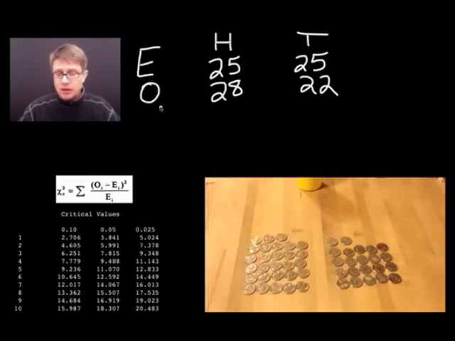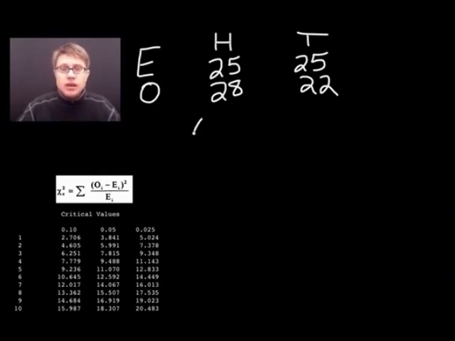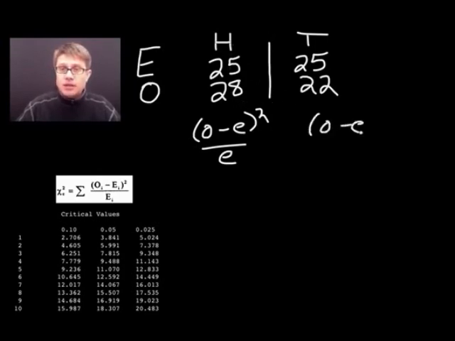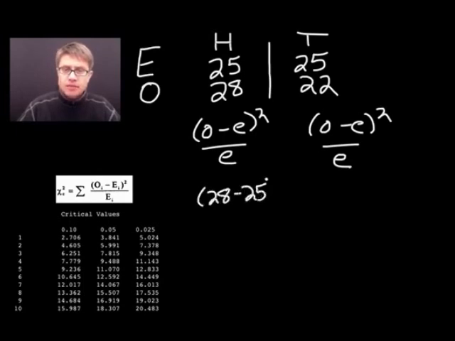And so what does that mean? Well, let me get this out of the way. So we're going to take our equation, which is O minus E squared over E, and we're going to do that for the heads column, and then we're going to do it for the tails column. So our observed value is going to be 28. So it's 28 minus 25, which is expected, squared over 25. Now this sum means that we're going to add these two values together. So I'm going to put a plus sign right here.